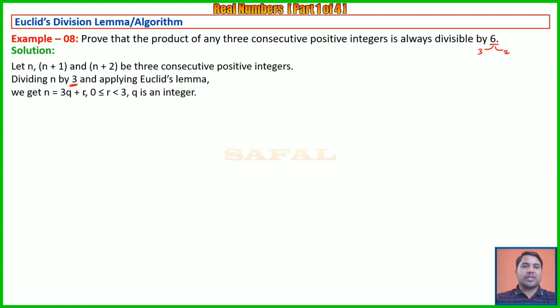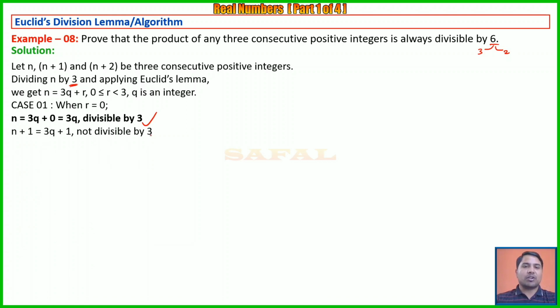So that time n can be written as 3q plus r, where r is greater than or equal to 0 and less than 3. So now we are considering the first case when r is 0. So n will be simply 3q, which is divisible by 3. Second number is n plus 1, so that will become 3q plus 1, not divisible by 3, and n plus 2, so again that also won't be divisible by 3. So this was the first case when remainder is 0. Out of 3 numbers, 1 is divisible by 3.